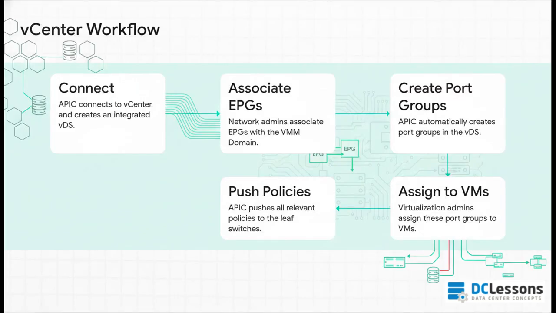Let's just walk through the whole workflow from start to finish. First, APIC connects to vCenter and creates the integrated distributed switch for the fabric. Easy enough. Next, the network admin just associates their application EPGs with that domain. Instantly, APIC creates all the matching port groups inside vCenter. Now, the virtualization admin, they just see these new policy-ready port groups appear, and they can assign them to their VMs just like they always have. The moment they do, APIC pushes the final policy down to the hardware. What's the result? Zero manual network configuration for the virtualization team.